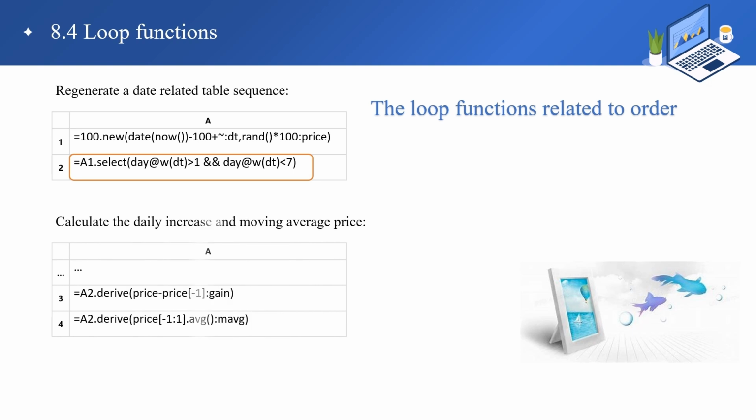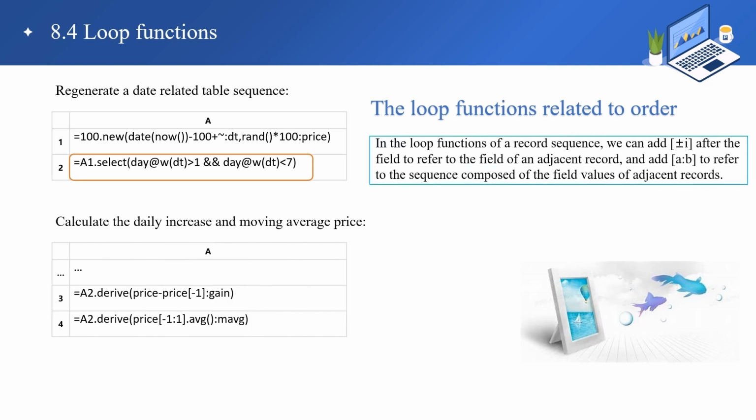First, we want to calculate the daily increase and moving average price. In the loop functions of a record sequence, we can add plus or minus i enclosed in square brackets after the field to refer to the field of an adjacent record, and add A to be enclosed in square brackets to refer to the sequence composed of the field values of adjacent records. These are the same as the loop functions of the sequence.